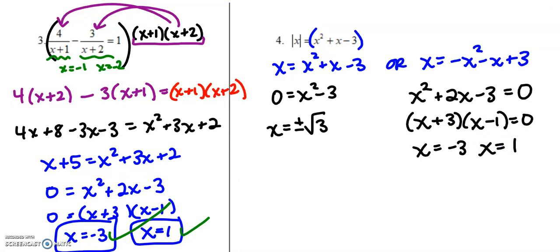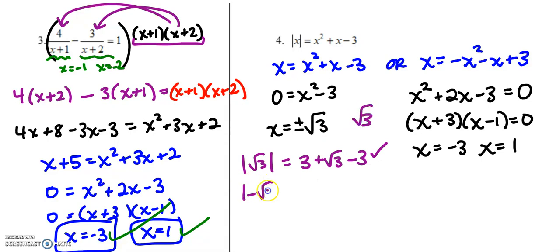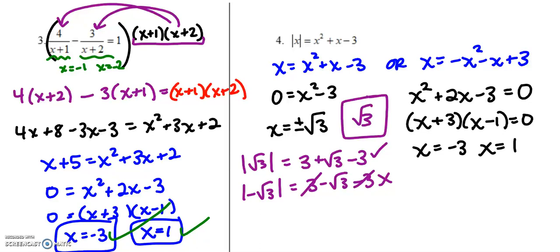And now I got to go back and check for extraneous solutions. So if I take the positive square root of 3, that will be equal to 3 plus root 3 minus 3. That one works. So positive root 3 is an answer. If I take the negative root 3, I get 3 minus root 3 minus 3. Cancel, cancel. Ooh, negative root 3 is not equal to the absolute value, so that one fails us.